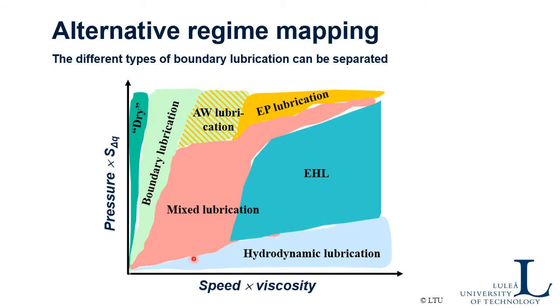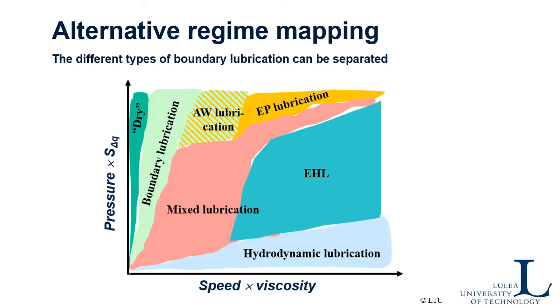hydrodynamic lubrication. You don't have any deformation of the surfaces. But if the pressure becomes higher, you deform the surfaces and you run into the full film elastohydrodynamic lubrication regime. If you reduce the speed or the viscosity, you run into mixed lubrication and eventually into boundary lubrication and even into kind of dry, no lubrication, if you have no speed and no viscosity or no lubricant at all.